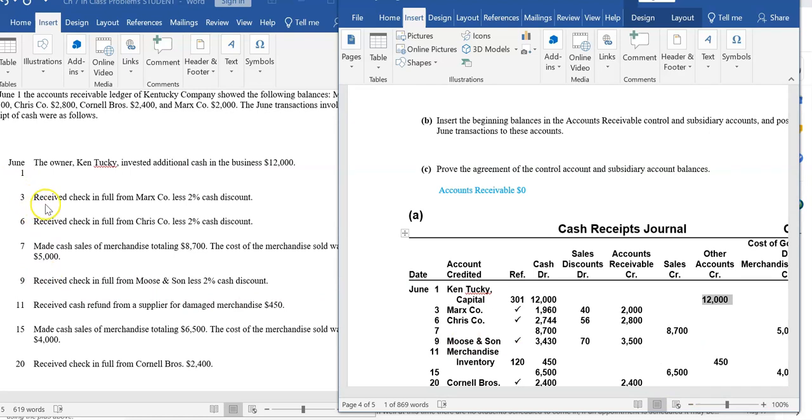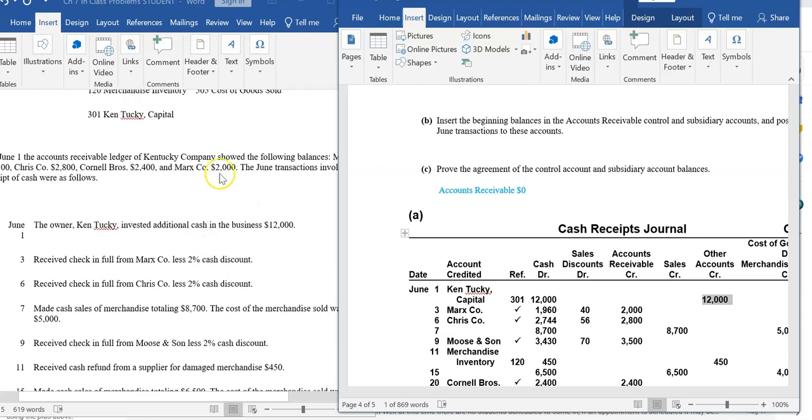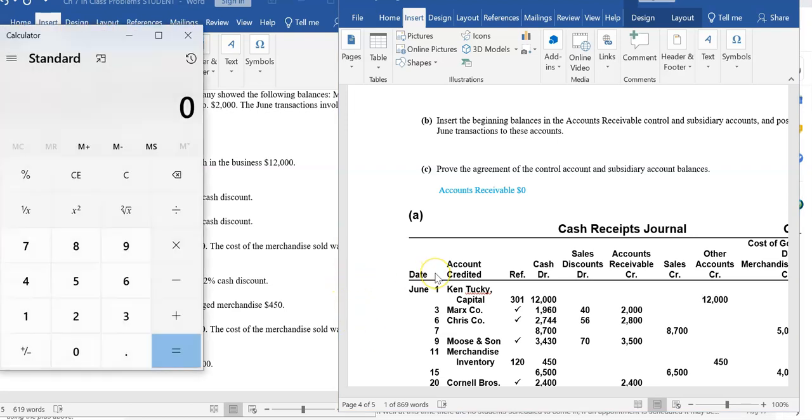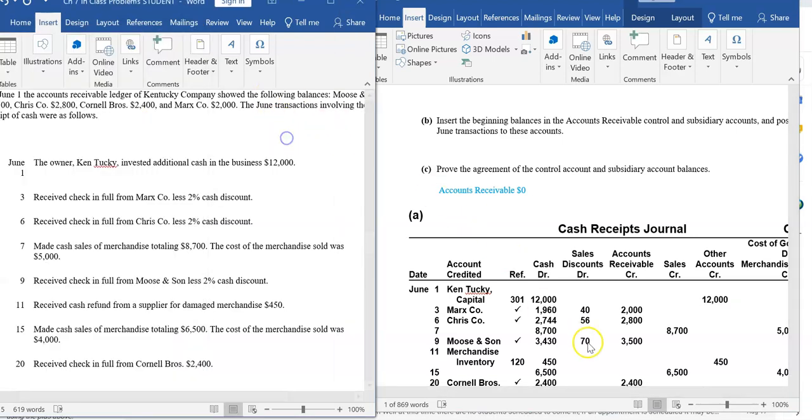On June 3rd, we received a check in full from Mark's Company less the 2% cash discount. Mark's Company owed us $2,000. They're paying us in full. We're not going to get the full $2,000 because they're taking a 2% discount. That means we are only going to get 98% of it, because 2% is the discount. So we will only get $1,960 of it.